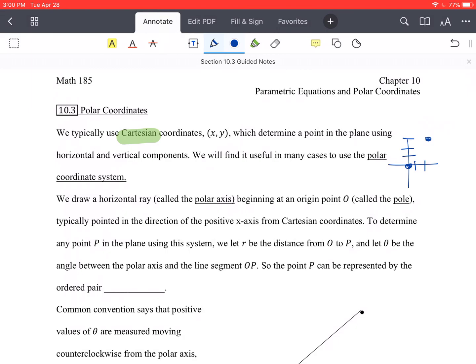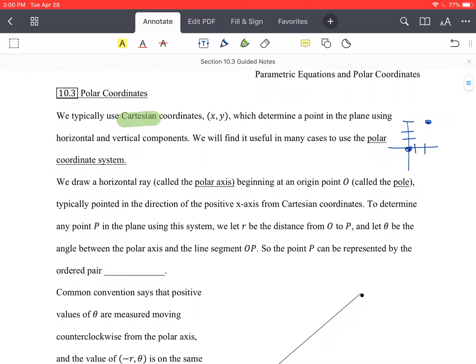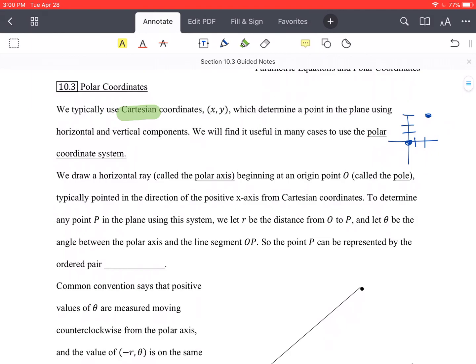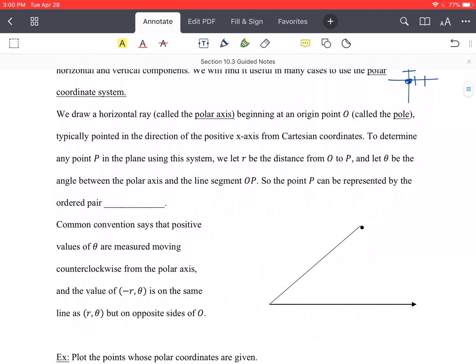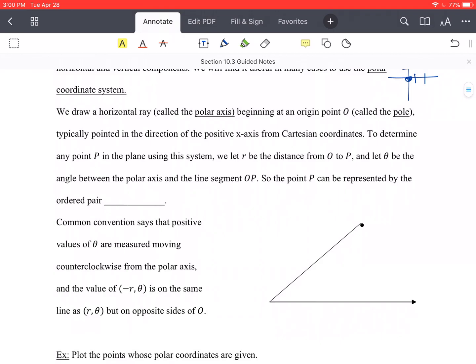Okay. But now, what we're going to be working with in polar coordinates is the idea of, instead of moving horizontally and vertically, we're using rotation and distance from the center of, say, a circle. So we draw a horizontal ray called the polar axis, beginning at an origin point called the pole, typically pointed in the direction of the positive x-axis. So here you can see there's our positive x-axis.